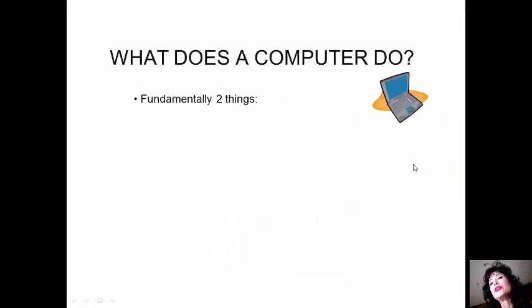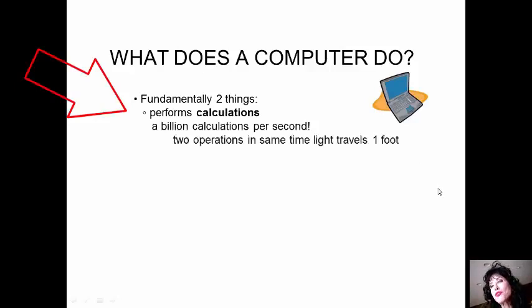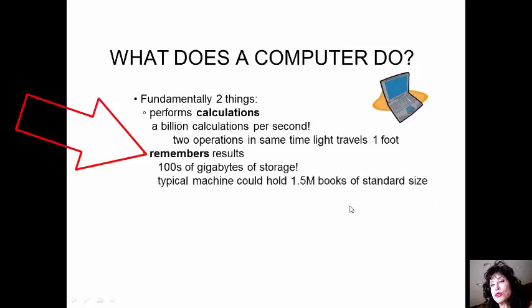Well, fundamentally, it can do 2 major things. The first thing it can do is perform calculations, 1 billion calculations per second. In fact, it's so fast that it can do 2 operations in the same time light travels 1 foot. That's how fast it can compute. The second thing is a computer knows how to remember results because it has hundreds of gigabytes of storage. A typical machine can hold 1.5 million books of standard size.